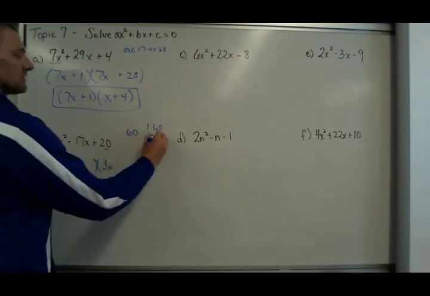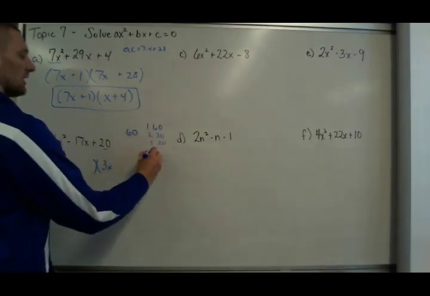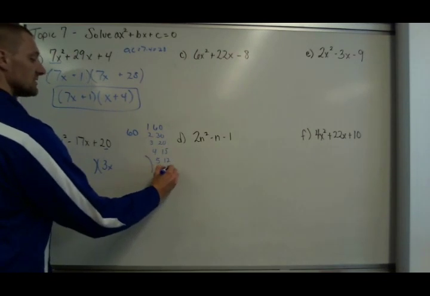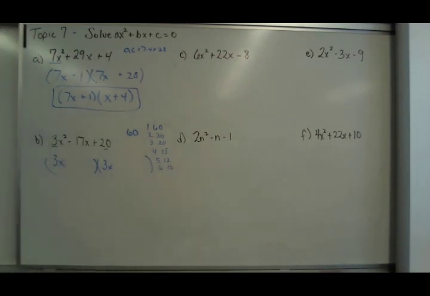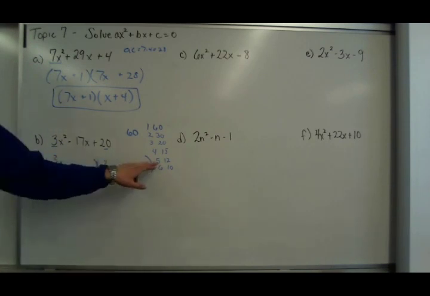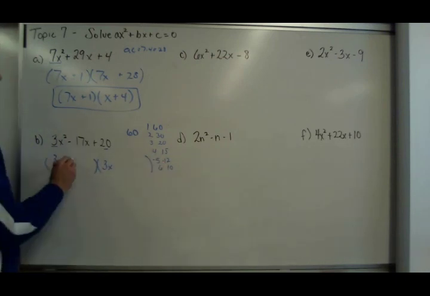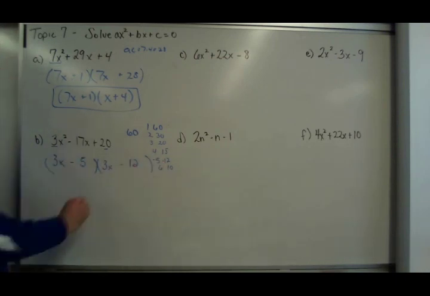So 1 and 60, 2 and 30, 3 and 20, 4 and 15, 5 and 12, 6 and 10. Those are all the lists of factors of 60. And if you're looking for the ones that multiply to 60 and add up to 17, you've got 5 and 12. But because this one's negative, they're going to both be negative. So you've got a negative 5 and a negative 12.